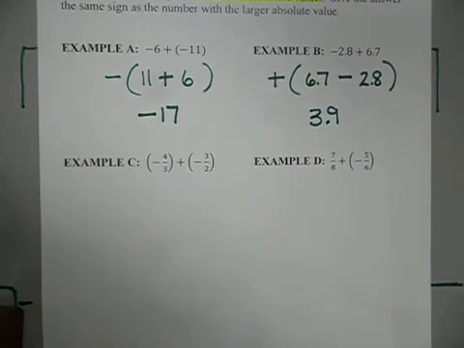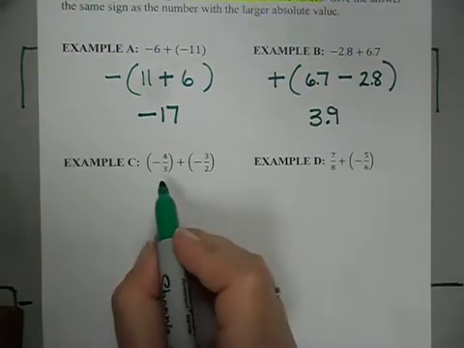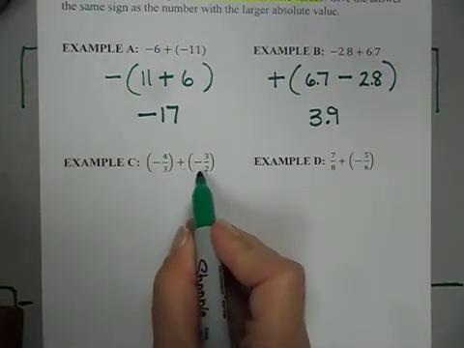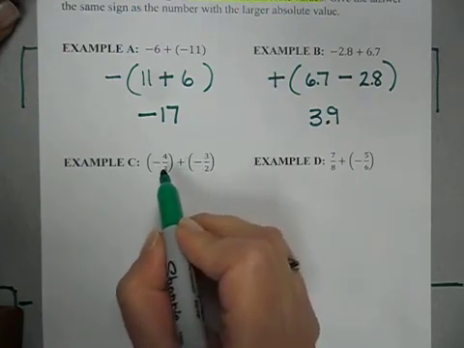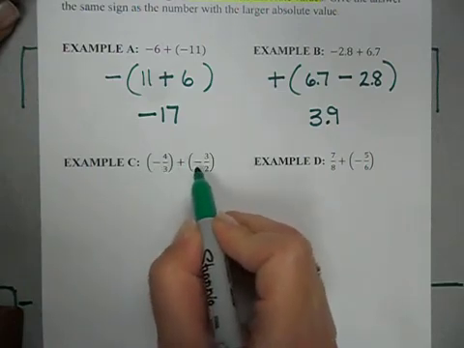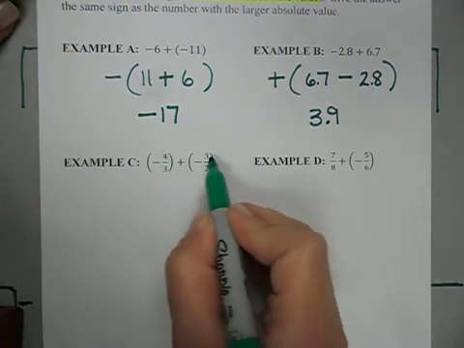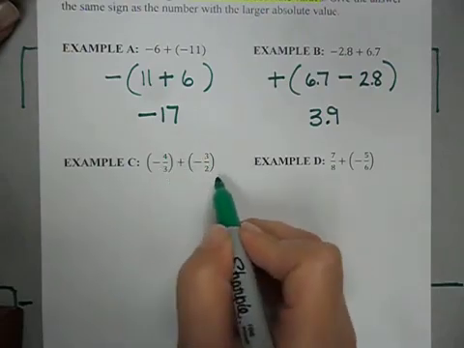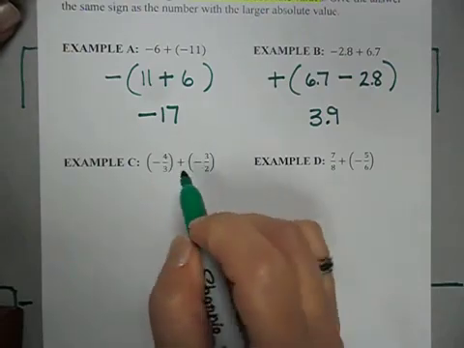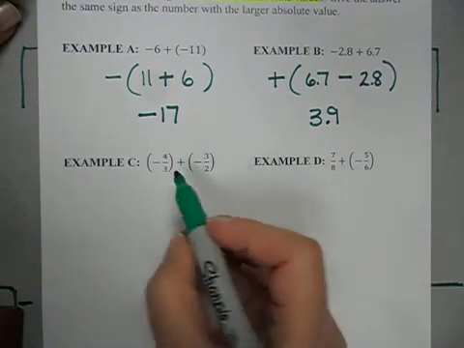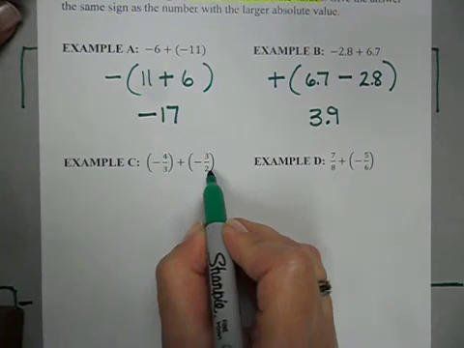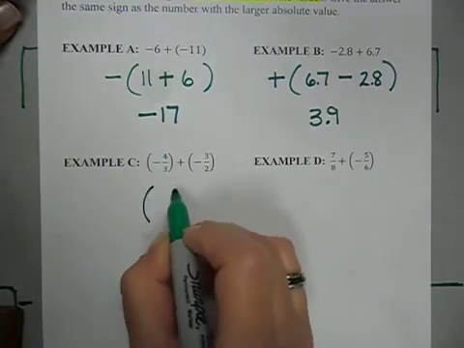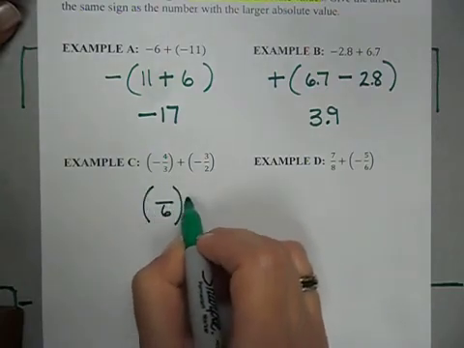Okay, so if we look at example C, we have -4/3 plus -3/2. The first thing I notice is it's really hard to compare these to see which one is larger. They're obviously both the same sign, but we're going to be adding fractions, which means that we need a common denominator. So before I do anything else, I'm going to get those common denominators. Look at 3, look at 2. They're both prime numbers, so I know I can multiply them together. So my common denominator is going to be 6.